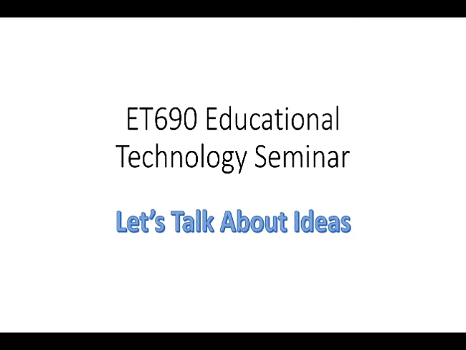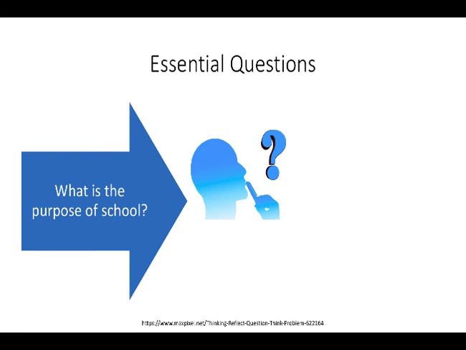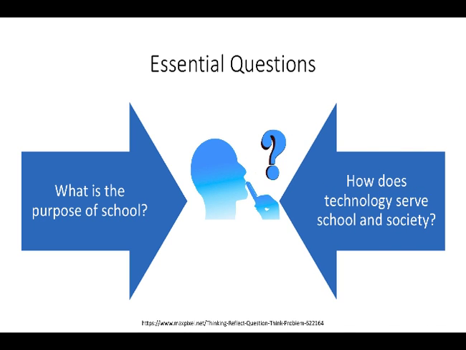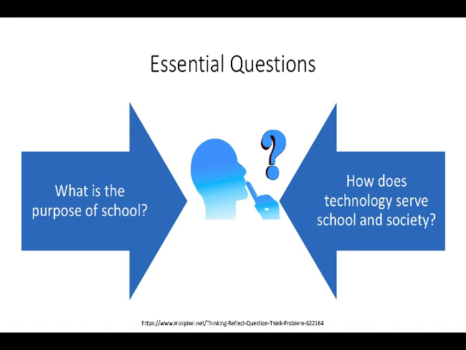Let's talk about ideas. First, I want to tell you about the essential questions for this course. We're going to talk about what is the purpose of school, and we're going to think about how technology serves school and society. And this will include discussions about equity, the digital divide, and the second level digital divide, because this is a course about ideas, and so these are big questions, and there are no easy answers to these questions, so we're going to spend the entire semester reading books and talking about these ideas.